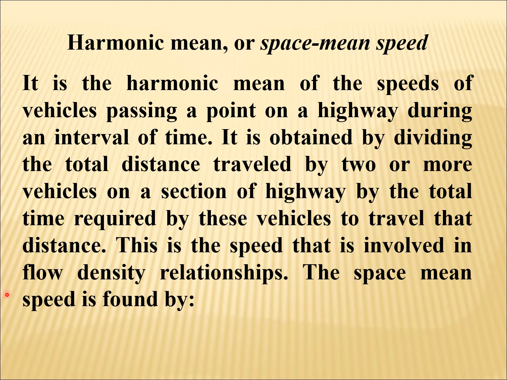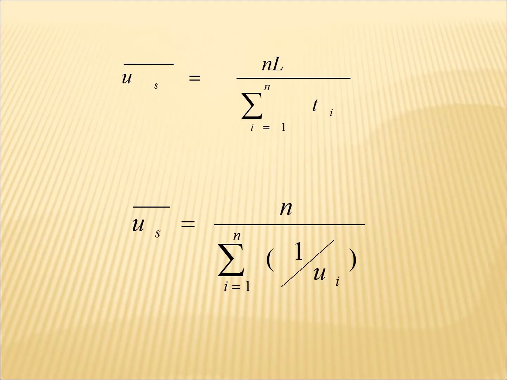The space mean speed is found by using this formula or that. Basically, both formulas are the same. Both formulas are meant for u sub s bar. So look at that. Here n, l and the time, and here n and the individual speed of the vehicle are involved.